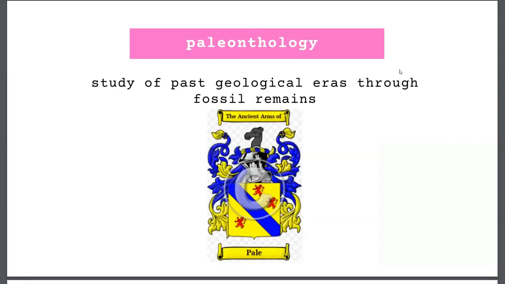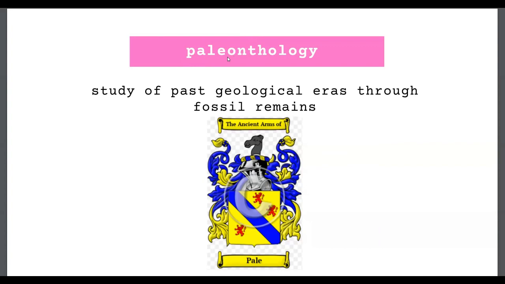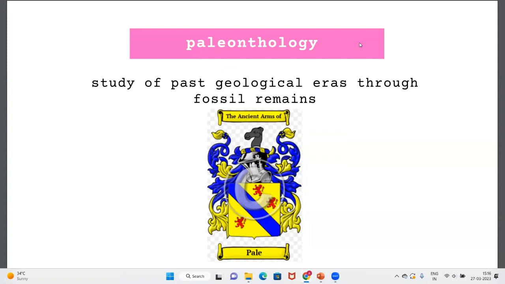Next word is paleontology, which means study of past geological eras through fossil remains. So if you observe this word carefully, you can read pale in it, which you can also pronounce as पहले. So the study of things that are from before, so you can connect that with past geological eras. So just consider this pale as पहले. If you can read it as पहले, then it is a very easy word to connect. Moving to the next word.